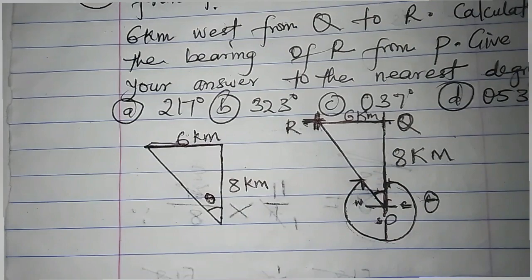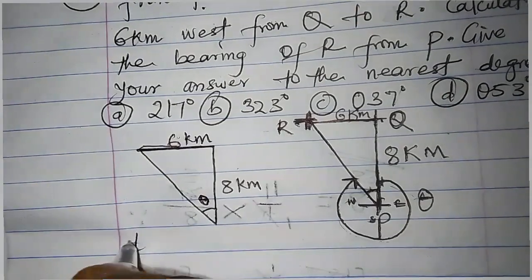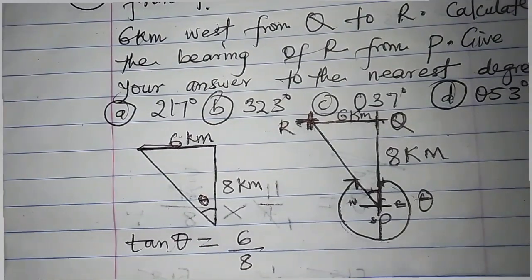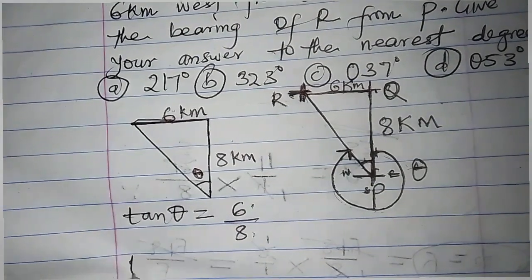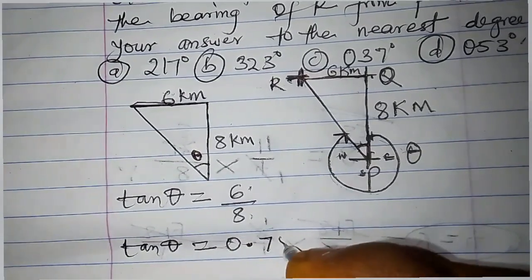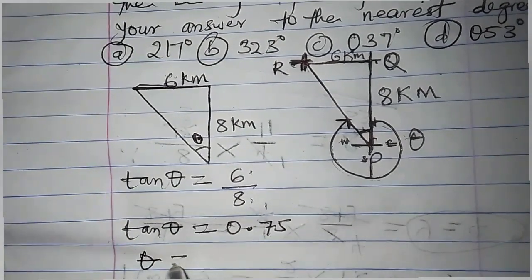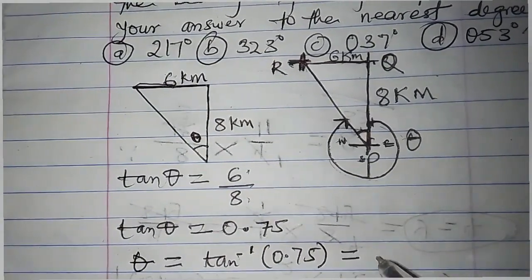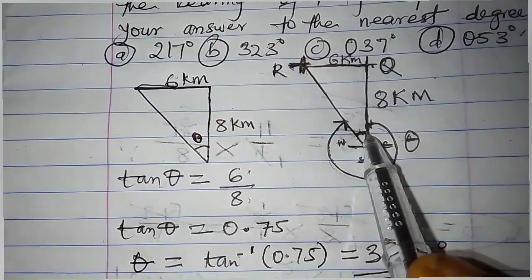I can connect them using a trigonometric ratio. Opposite, adjacent. That's tan. So, tan theta is actually equal to 6 all over 8. The kilometer will cancel kilometer, so that's why I didn't put it down. Now, what is 6 over 8? Tan theta is equal to 0.75. So, to get theta, I will take the tan inverse of both sides. Theta is equal to the tan inverse of 0.75, which is 36.86 degrees. That is the angle inside this place.